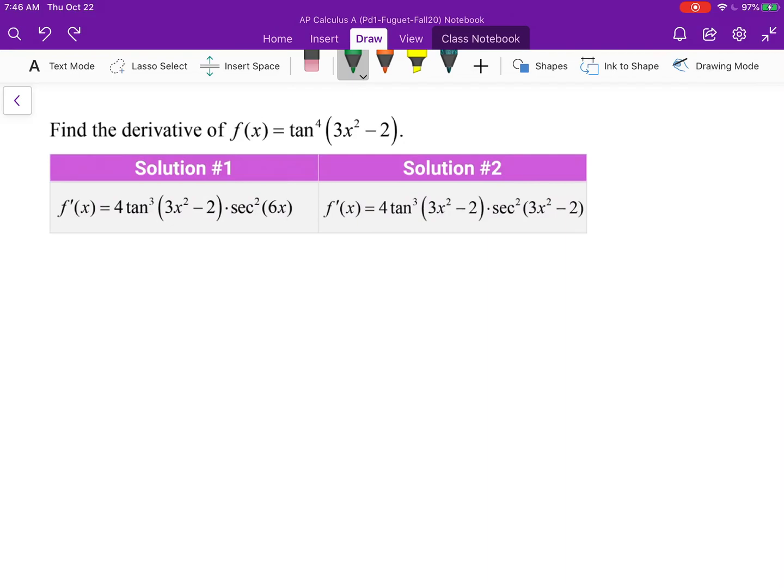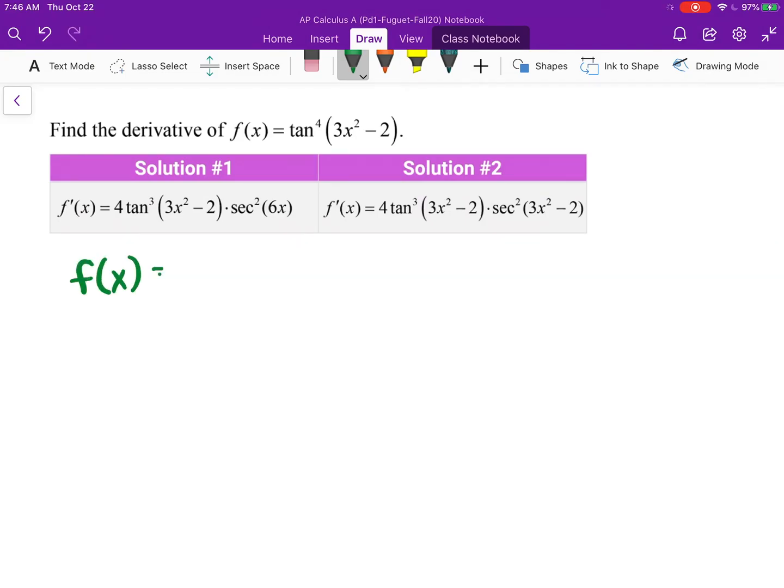All right, so in this video, we're going to be taking a look at this function, tangent of 3x squared minus 2, to the fourth, and we're going to be taking the derivative of this, and then taking a look at the two solutions that we were given, both with errors in them, so we're going to see if we can identify those errors.